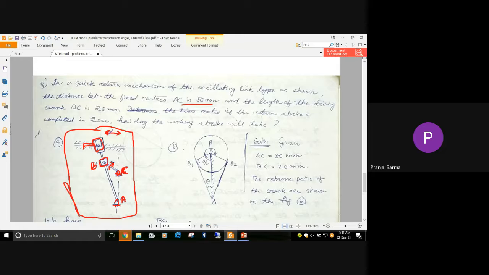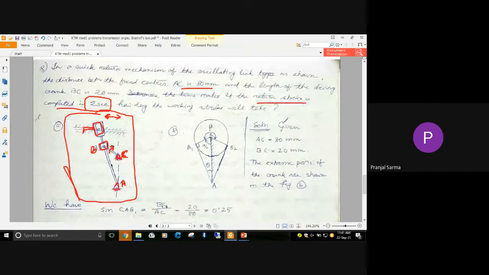So now in this particular situation the dimensions are given. It is said that the return stroke is completed within 2 seconds. Now you need to find out how long the working stroke, or the forward stroke, is going to take. Okay, so it's a simple problem.